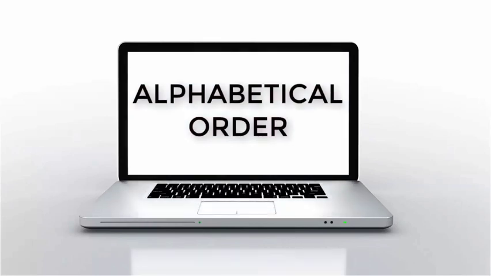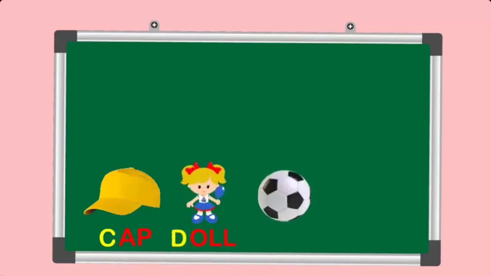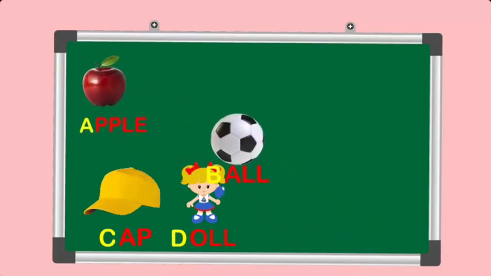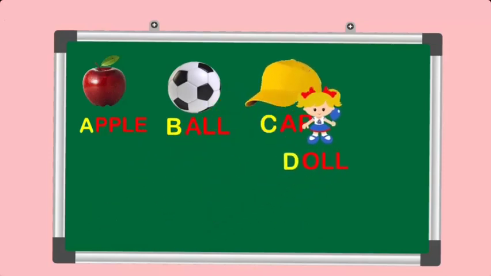Shall we arrange the names of the things in alphabetical order? Cap, doll, ball, apple. A, apple. B, ball. C, cap. D, doll.